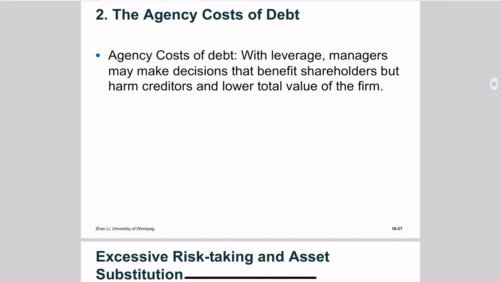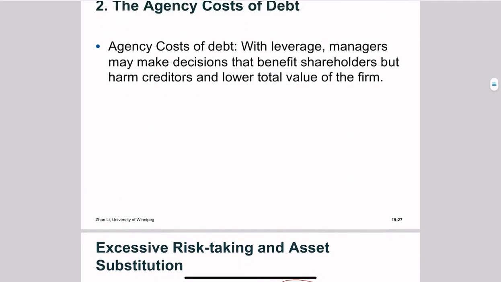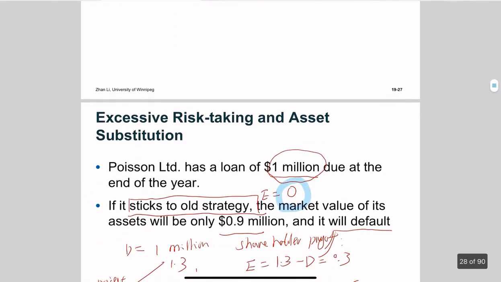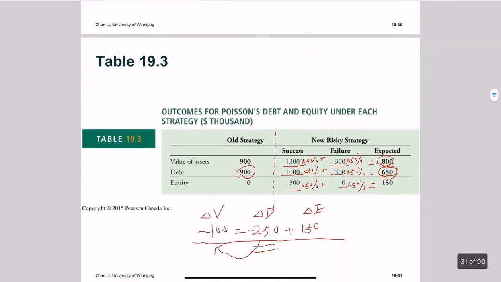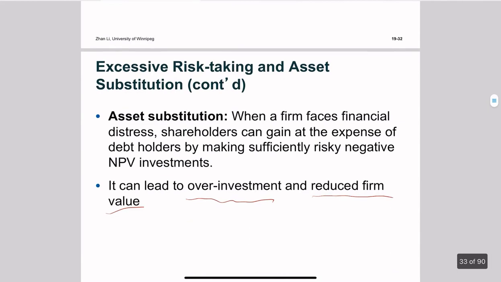So we discussed the agency cost of debt in the last lecture. There are three different types of agency costs we covered. The first one is called asset substitution. So basically it means that even if there is a negative NPV project, shareholders will actually want to proceed with this project. This will reduce the firm's value and it will harm debt holders. And this type of asset substitution will lead to overinvestment.